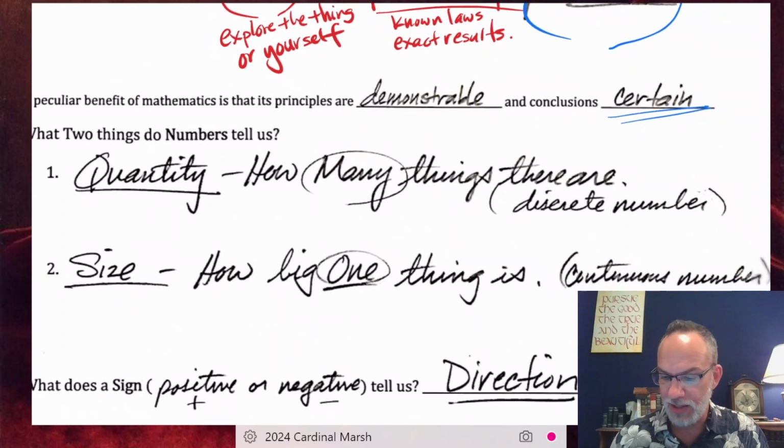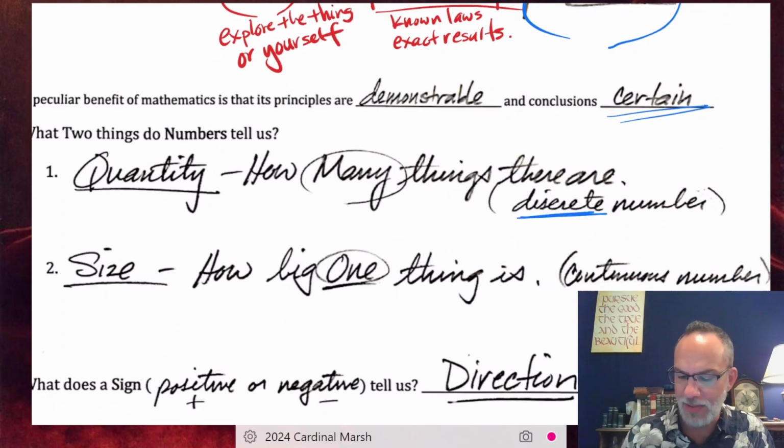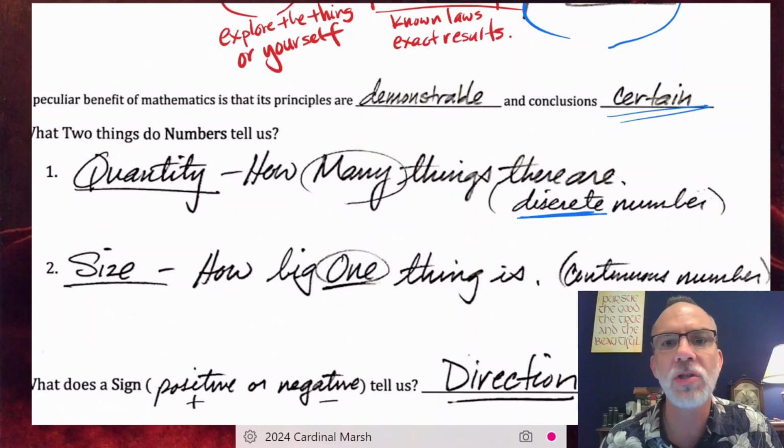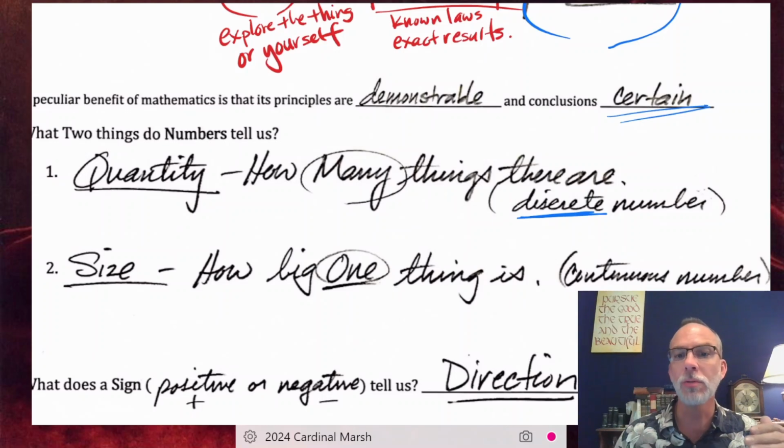Okay. Now, this is a discrete number. Discrete means there's no in-betweens. It's only whole number values. You can't say that there's 12 and a third people in the room. You can't say that there's 15.5 people in the room. Where's the third of a person?